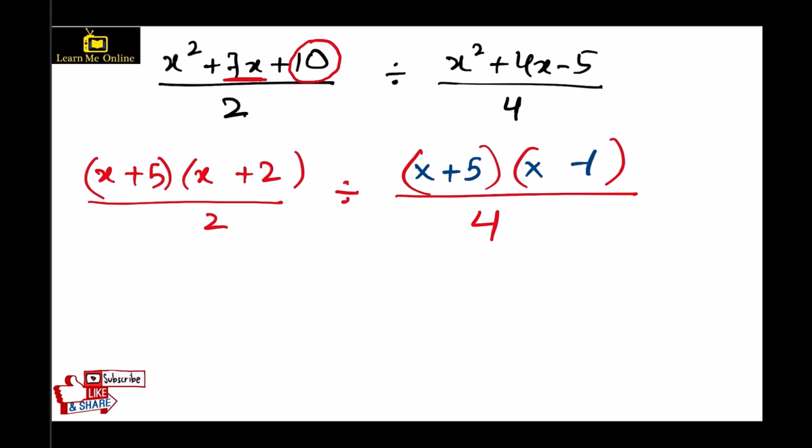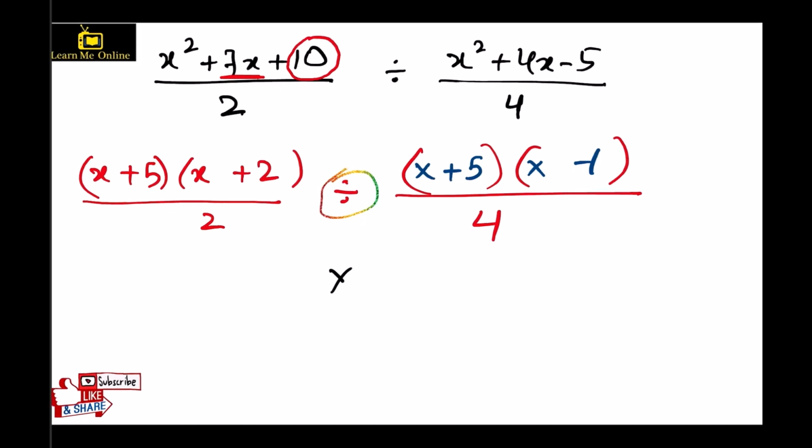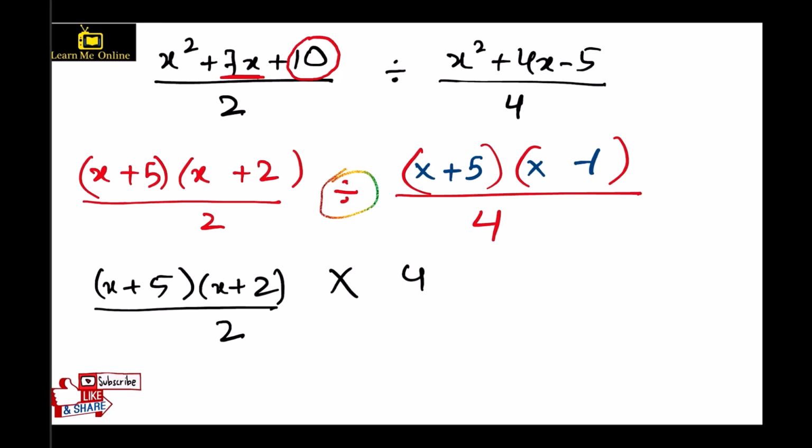Now again, we're going to look at this division sign and we'll be changing that into the multiplication. We're keeping the first term, which is x plus 5, x plus 2 over 2. We're flipping the second fraction, which is 4 over x plus 5 and x minus 1. Once we did the flipping and changing the sign into the multiplication, now we're going to cancel out the brackets you see are the same in the top and the bottom, or the numbers you see can factorize. So this bracket is the same as this one.